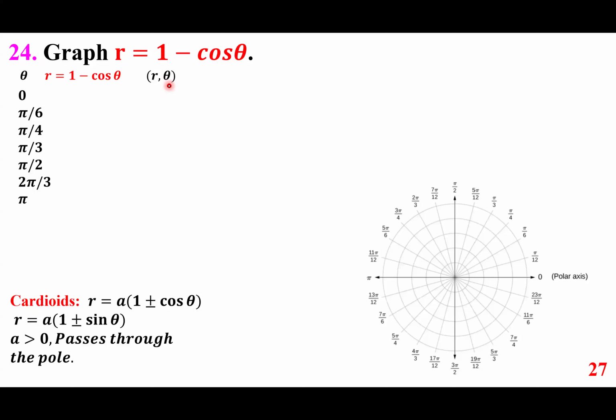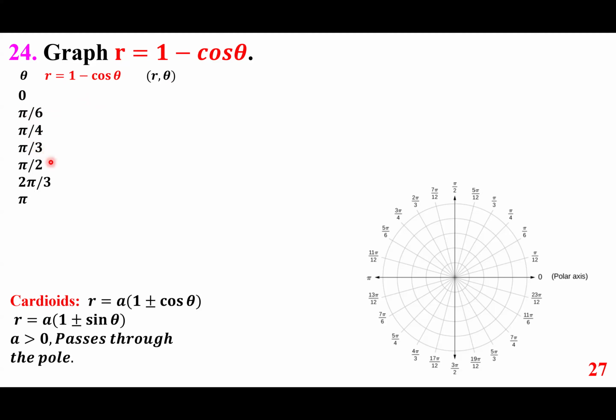For example, if I put 0 here, cosine is 1, so 1 minus 1 is 0. If I put pi over 6, 1 minus cosine of pi over 6 is 1 minus square root of 3 over 2. Pi over 4, 1 minus square root of 2 over 2. Pi over 3, it's 1 minus 1 half, because cosine of pi over 3 is 1 half, which is 1 half.